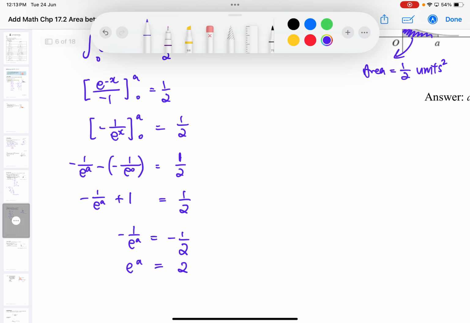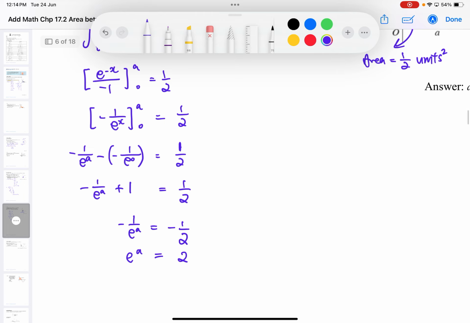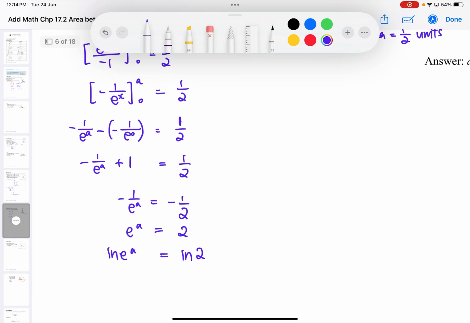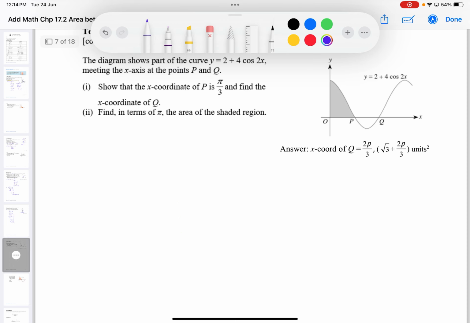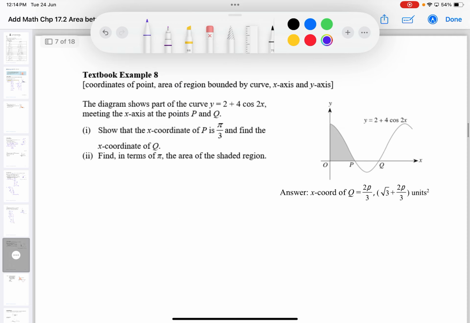Correct? If this is equal to this, then e to the power of a must be 2, right? And then you just take ln on both sides. So therefore, a is ln 2. Done. Okay, if there are no questions, I will move on to example 8.